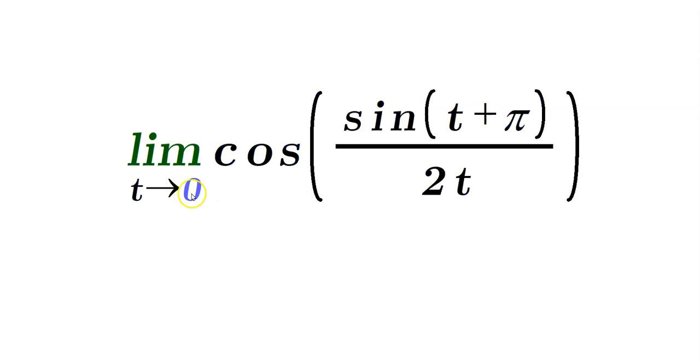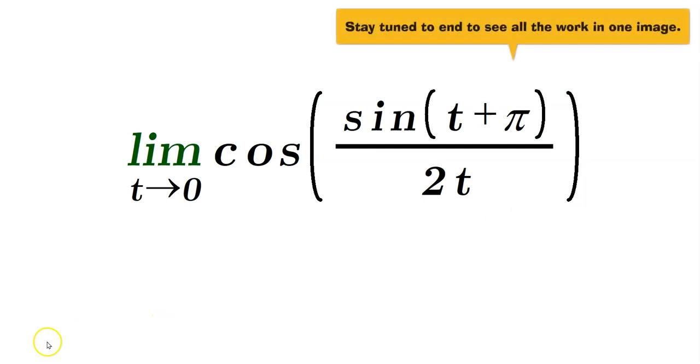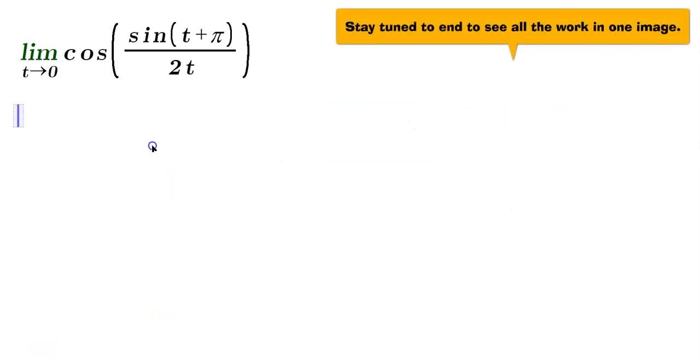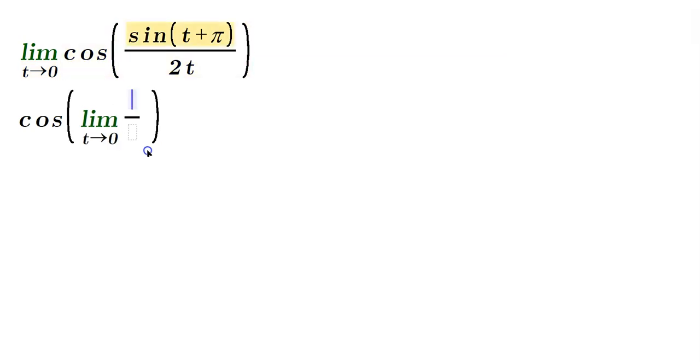Here we have a nice limit as t approaches 0 of cosine of (sine of t plus pi) over 2t. So we can bring the limit inside first. We're going to have the cosine of the limit as t approaches 0. And then there in the top, we're going to have that sine of (t plus pi) over the 2t. Sine of (t plus pi) we can replace with an identity.